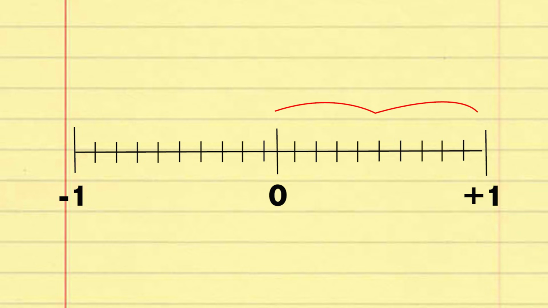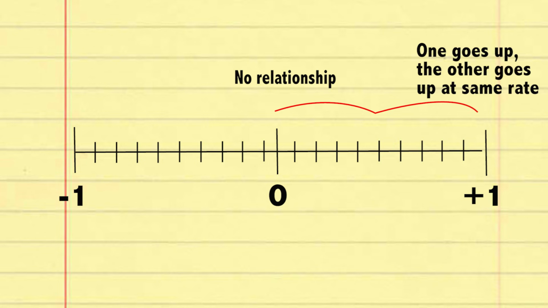A positive correlation falls between 0 and +1 on the correlation coefficient, with 0 meaning that there is no relationship between the two things, and +1 meaning that as one behavior goes up, the other goes up at the same rate. Now, a positive correlation doesn't only mean that two things increase at the same time, it can also mean that two things decrease at the same time.